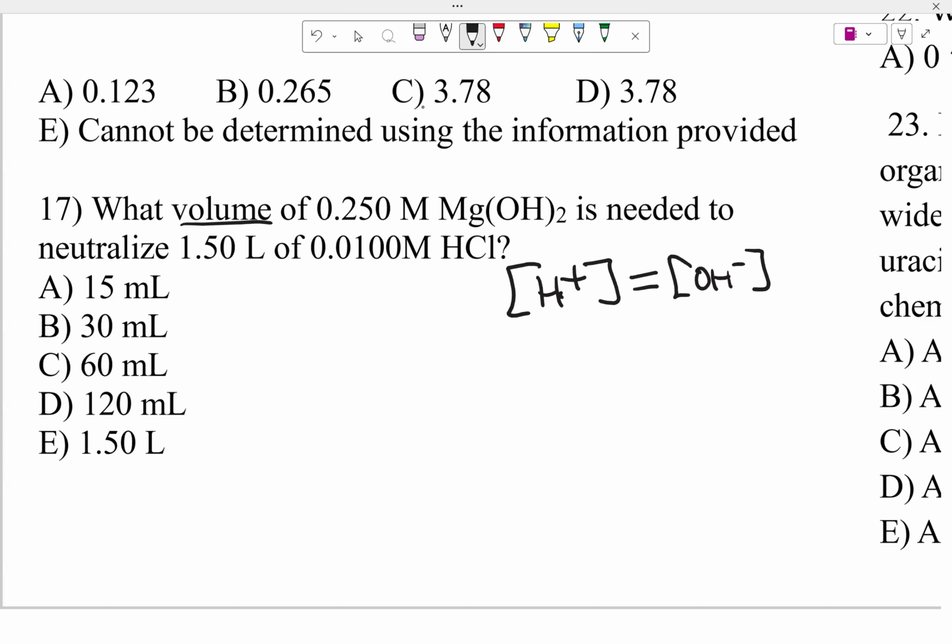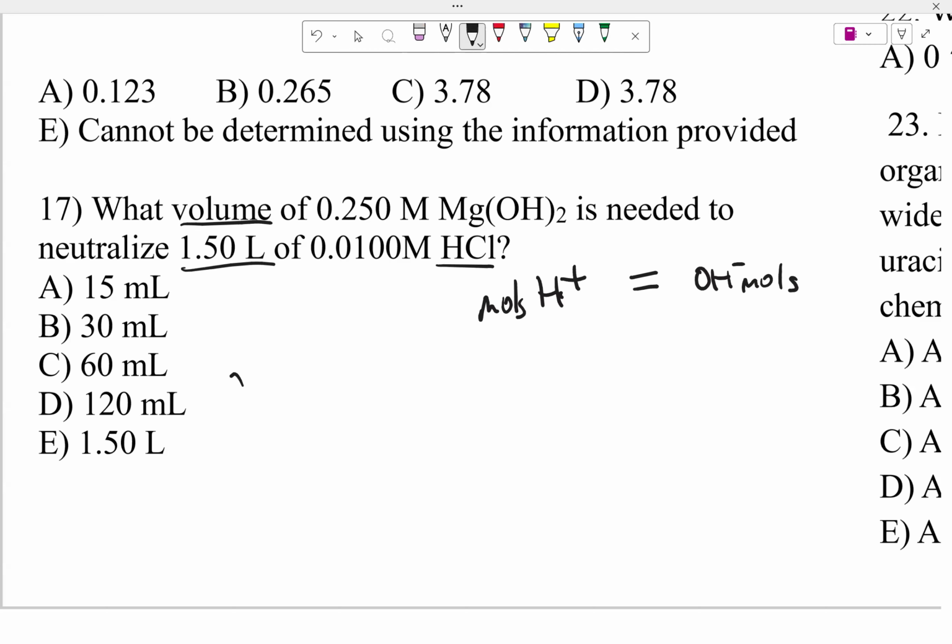I should have specified this. It's not that the concentrations are equal, it's actually more so that the moles are equal. So the moles of H plus and the moles of hydroxide are equal. That's the definitive rule. The moles of both of those things are equal. So when I do this question, I'm going to find the moles of hydronium.